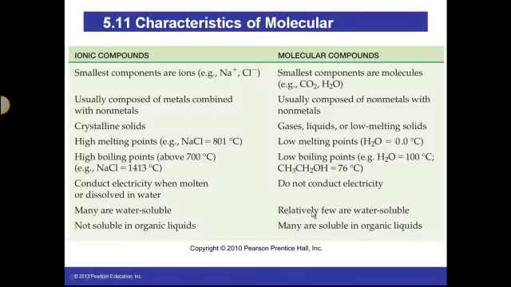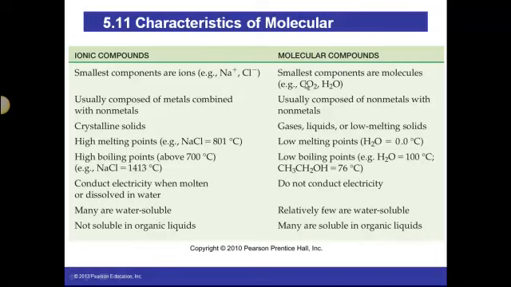So this table is very nice. It's just giving you a comparison of different characteristics of both our molecular and our ionic compounds. So remember, we're saying our molecular compounds are those that are involved in covalent bonding. With ionic compounds, our smallest components are going to be the ions. These guys can actually dissociate and float around separately within a solution.